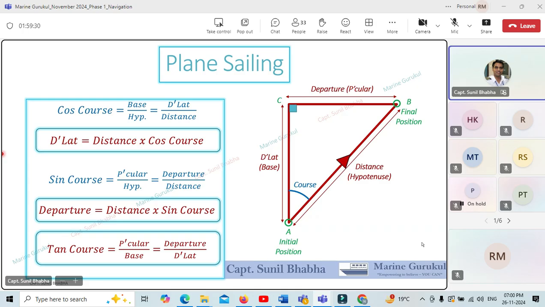Any doubts up to here, beta? So, what is the reason, sir, for using the right angle triangle? Why are we using the right angle triangle? Because it makes the plane sailing calculation very, very simple and easy, beta. Without using trigonometry, there is no way you can find the courses and distances.